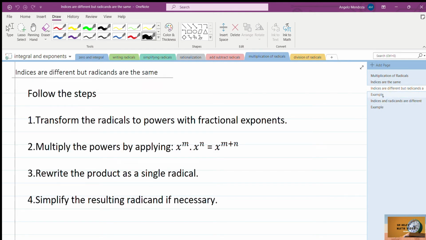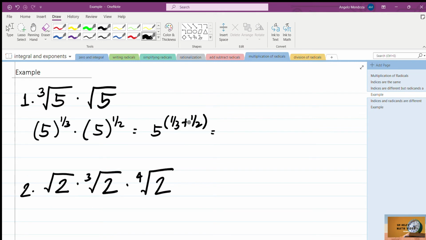Then rewrite the product as a single radical. So we're going to add 1/3 and 1/2, writing the LCD for this. The common denominator will be 6, since for 3 and 2 the LCD is 6. And then you can just cross multiply: 2 times 1 is 2, 3 times 1 is 3, over 6. So this becomes 5 raised to 5 over 6.